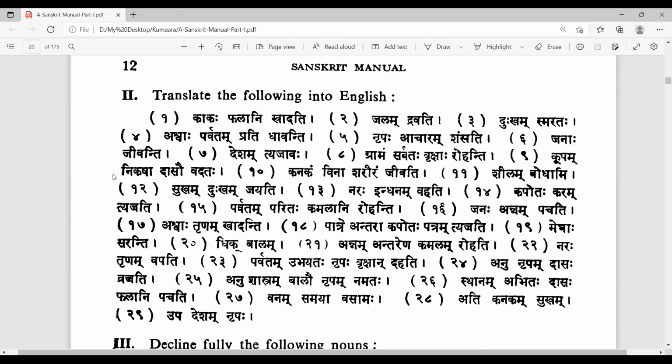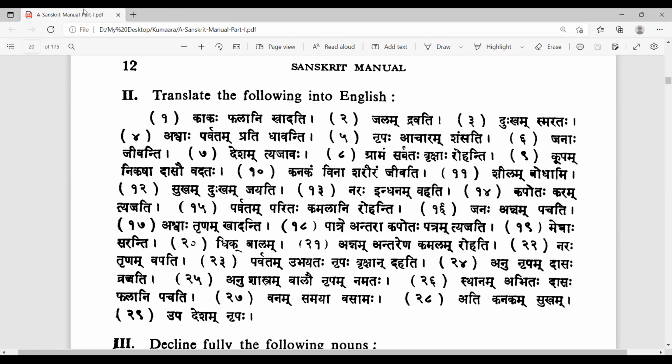Translate: Kakaha palani kadati. The crow. Do like this. Listen. Find out the Kriya Padam. Kadati is the Kriya Padam. Who eats? The crow eats. Avoid English words. You say only in Sanskrit. What does the crow eat? It eats fruits.